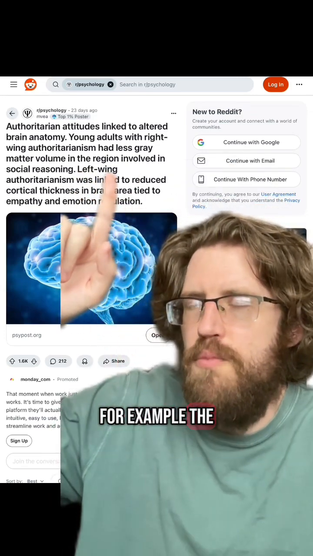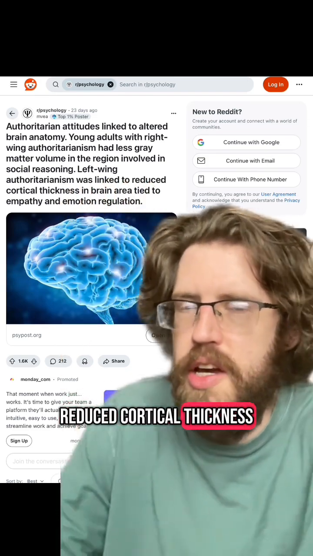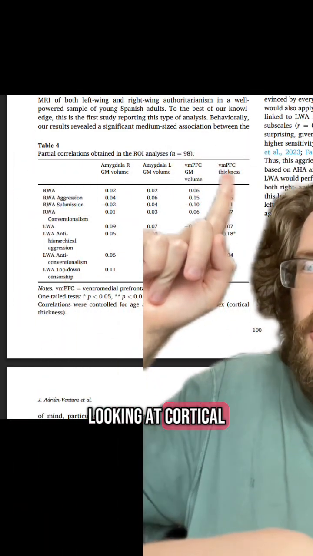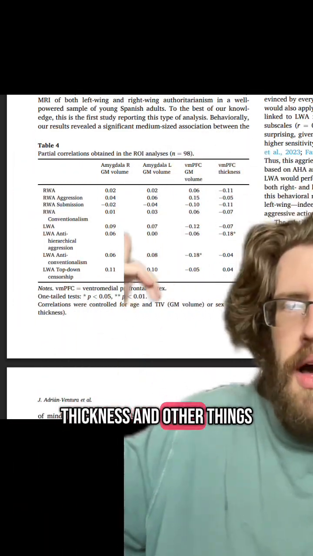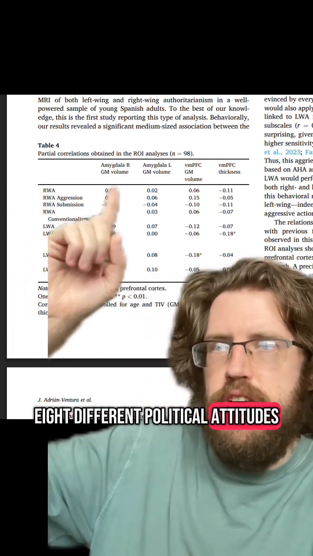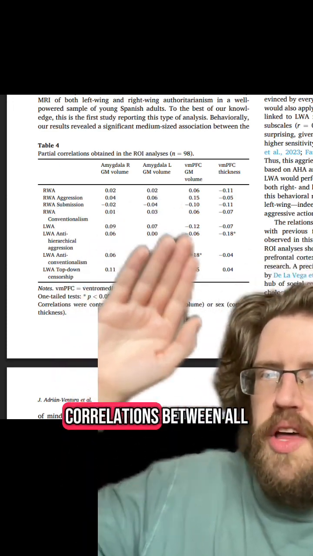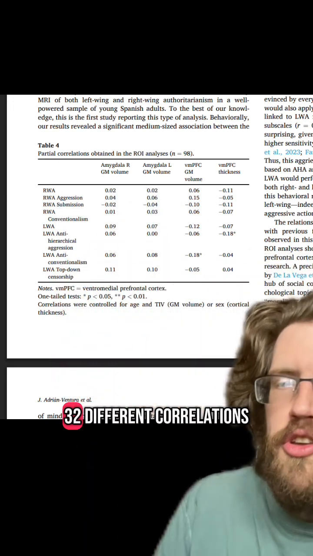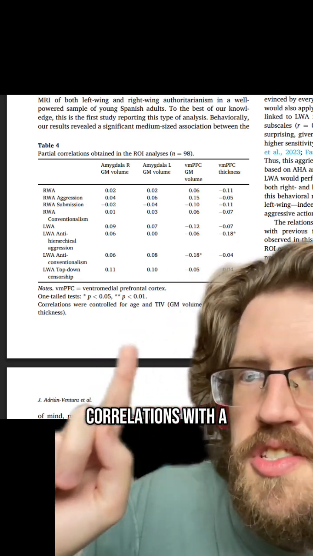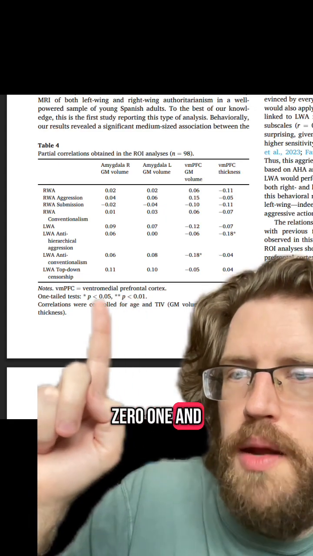For example, the Reddit post says left-wing authoritarianism was linked to reduced cortical thickness in some brain areas. Table 4 of the paper, they're looking at cortical thickness and other things. And you can see that what they're doing, they have these 8 different political attitudes and 4 different brain measurements. And then they're just finding the correlations between all of them. So they have 32 different correlations. And they've marked 2 of the correlations with a single asterisk, meaning a p-value between 0.01 and 0.05.